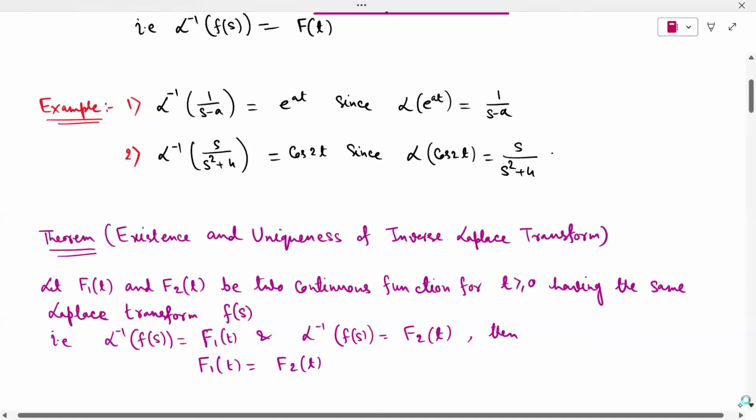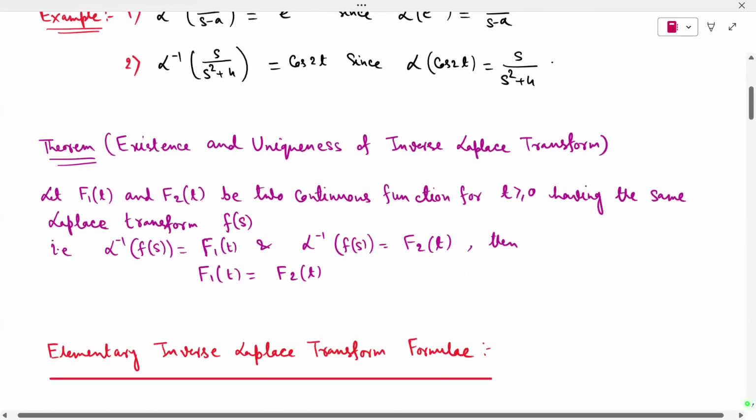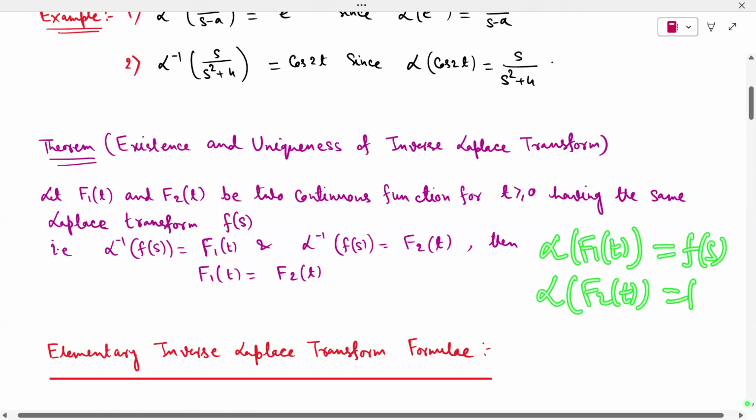Now we state a theorem. We are not going to prove this. The theorem says existence and uniqueness of the inverse Laplace transform, in the cases where the inverse of a transformation exists. What is the key statement here? Let f1(t) and f2(t) be two continuous functions for t greater than 0 having the same Laplace transform f(s). That is, L of f1(t) is equal to f(s) and L of f2(t) also equals f(s).